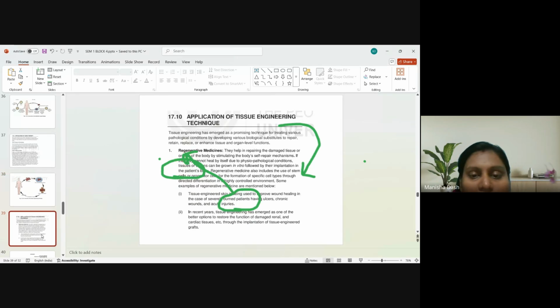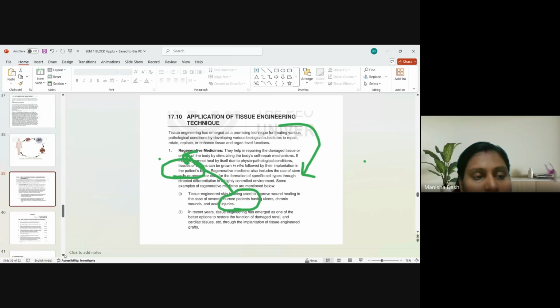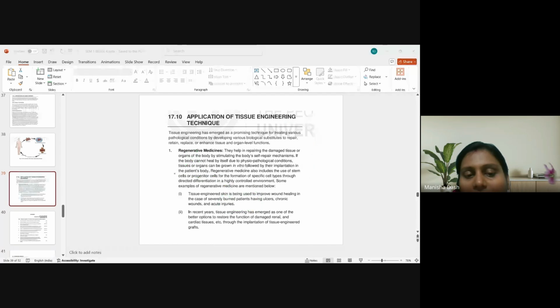But there are a lot of ethical issues associated with tissue engineering, like how to use it, where to use it, how affordable it is to all, or whether there is any misutilization of it. So if you are working in the field of tissue engineering, you have to go through a lot of ethical practices.